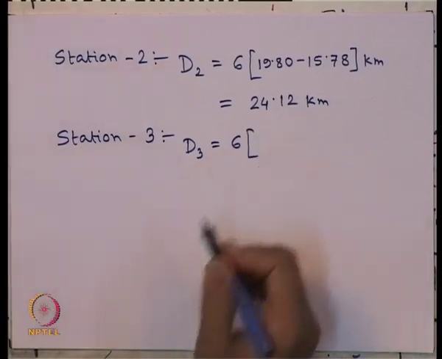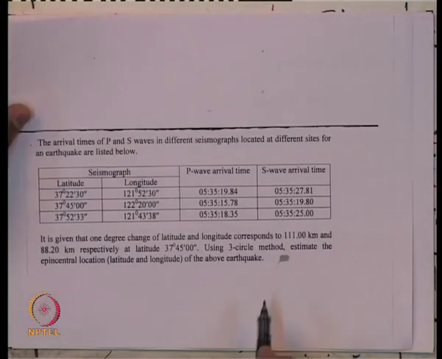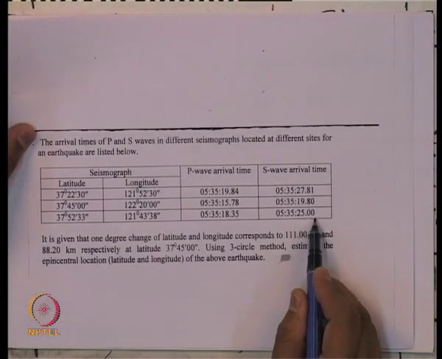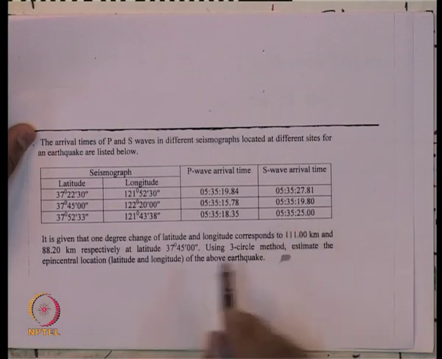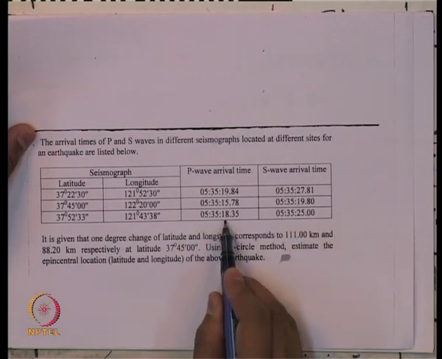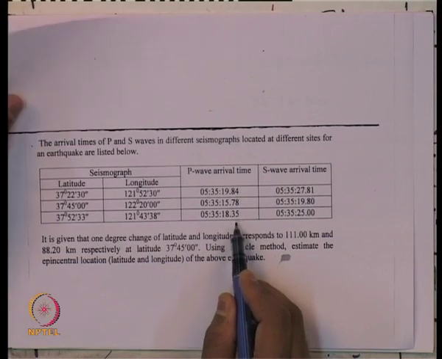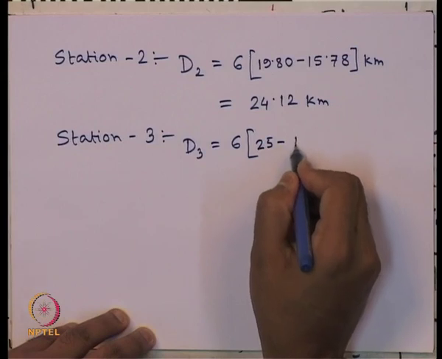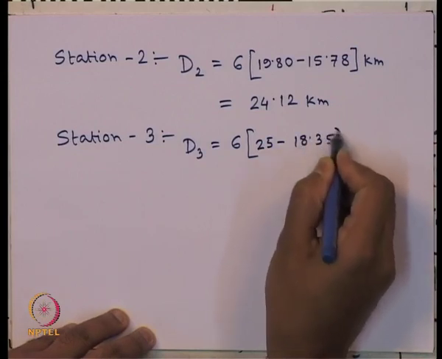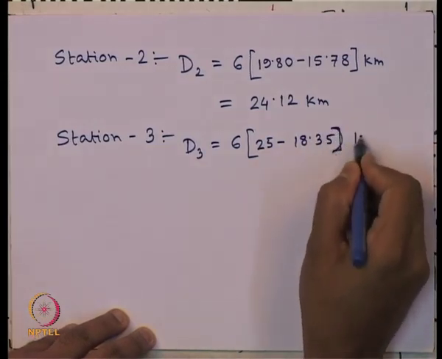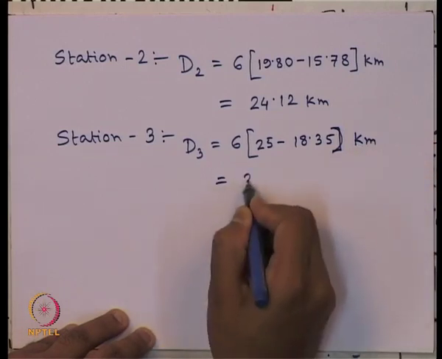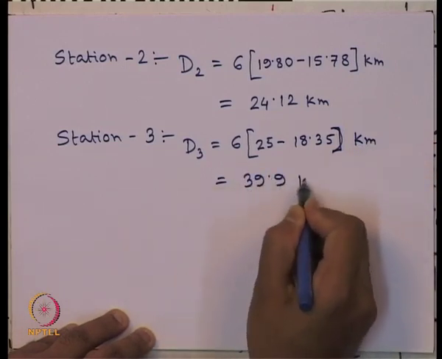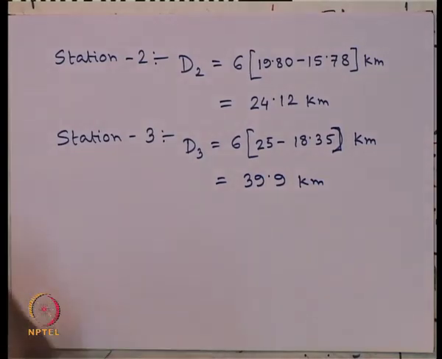If we talk about the next station, station number 3, the value of d 3 comes out to be 6 times the difference of time. It is 25 seconds and 18.35 seconds, same hour and minute, only the second changes. So, it will be 6 times 25 minus 18.35 kilometer, which gives us 39.9 kilometer.